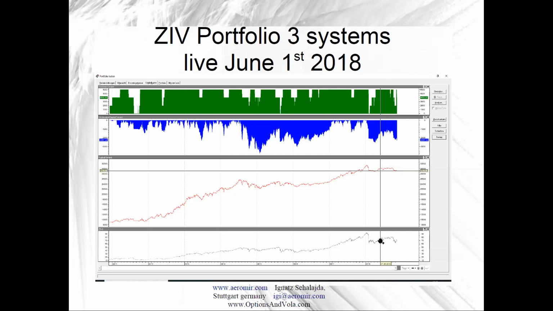This is the TIF from the 1st of June. Of course, it's German data. And here, this is a live result from the portfolio. You see here the big drop to the downside. Here we have sideways. Why? Because systems stopped trading.